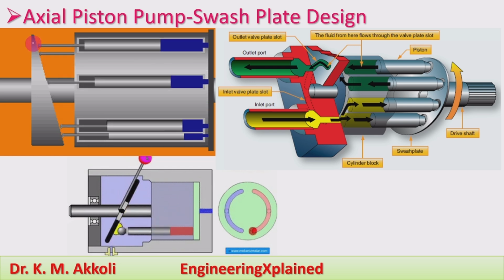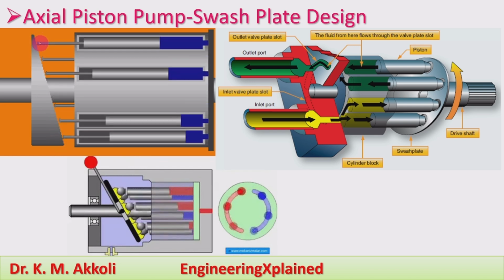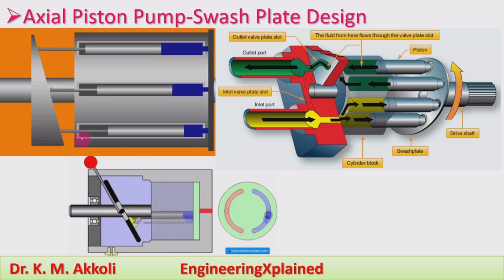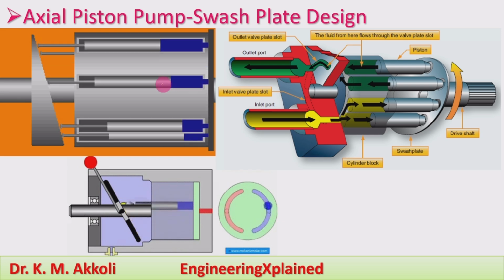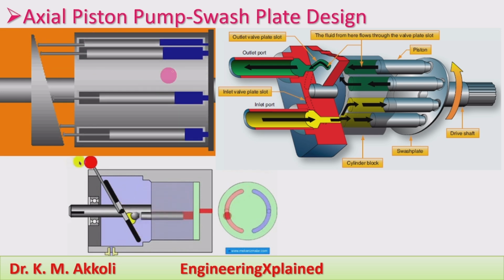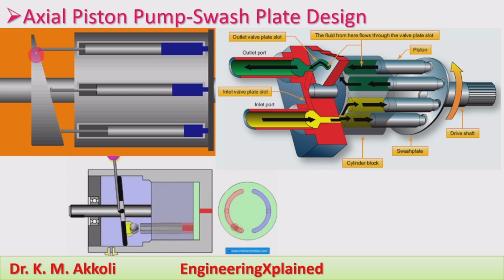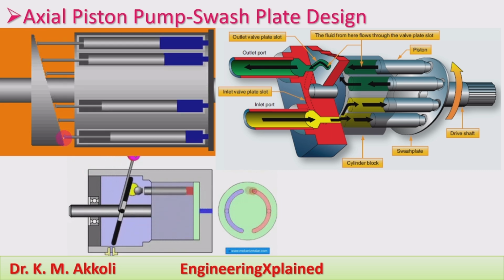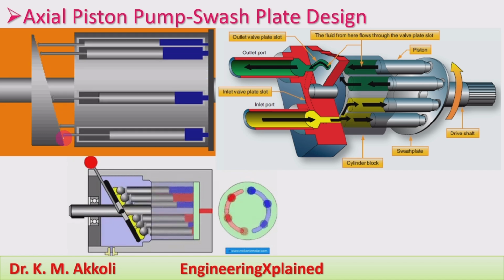By having the swash plate at a particular angle, a particular quantity of fluid discharge takes place. Here, that quantity depends on the angle of the swash plate, at which it has an inclination.